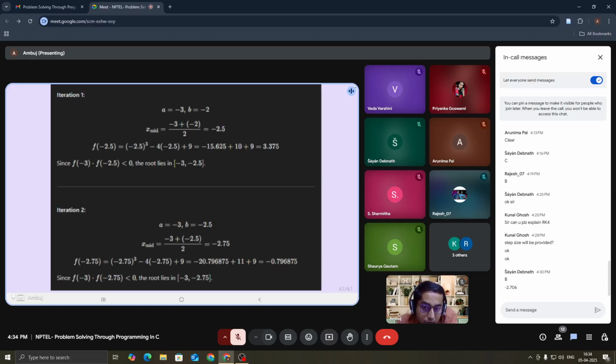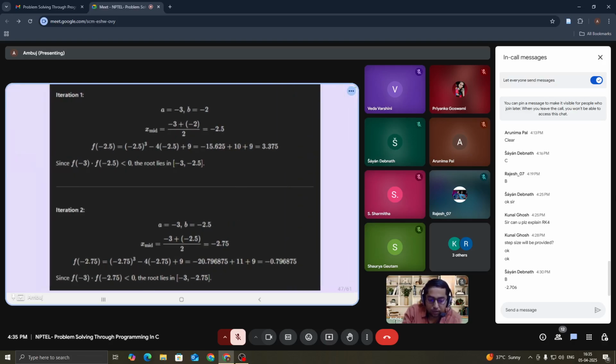Now in iteration 2, I'll calculate again the value of x mid, the midpoint between a and b. So for minus 3 and minus 2.5, the mid value would be minus 2.75. When you calculate f of minus 2.75, it will come out negative. So again there exists a root between minus 3 and minus 2.75, because f of minus 3 is positive.